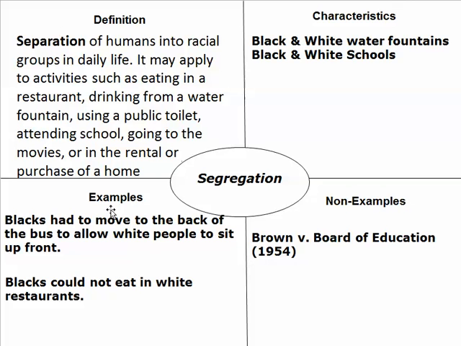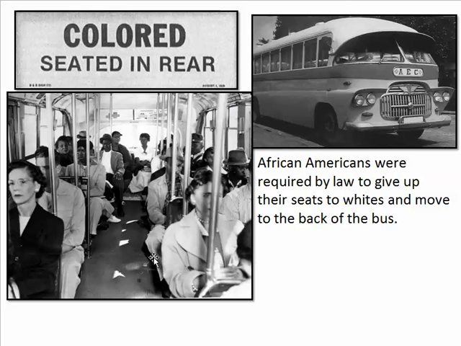Let's see. Examples are blacks had to move to the back of the bus to allow white people to sit up front. So part of this segregation was segregated buses, and here's a picture of a segregated bus during this time period with the white people sitting in here. It didn't mean that black people couldn't sit up front. It just meant when white people got on the bus, black people had to move back to the back of the bus. And there was a sign that said colored seated in the rear. And African Americans were required by law to give up their seats to whites and move to the back of the bus if they got on the bus. So that was segregated busing.